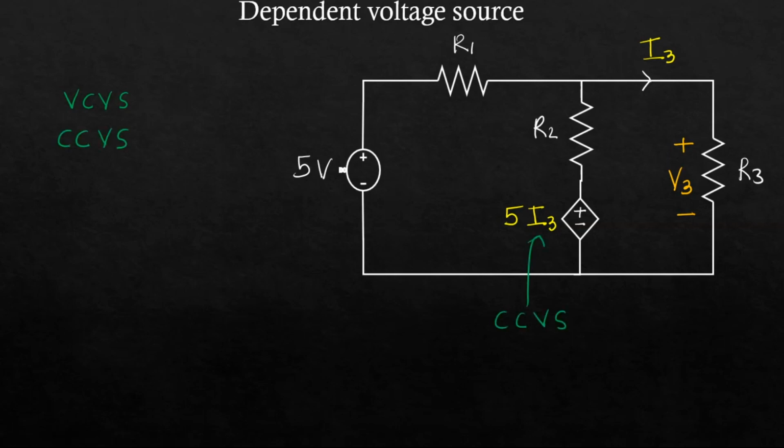Here this is my current controlled voltage source, because this current I3 is controlling this source. But suppose I give you a source of 4V3. Now here V3 is controlling the magnitude of the voltage. This potential difference depends on V3. So it is a voltage controlled voltage source. The voltage of this source depends on the voltage at some point in the network. It is a voltage controlled voltage source, because the magnitude of this voltage source depends on V3.